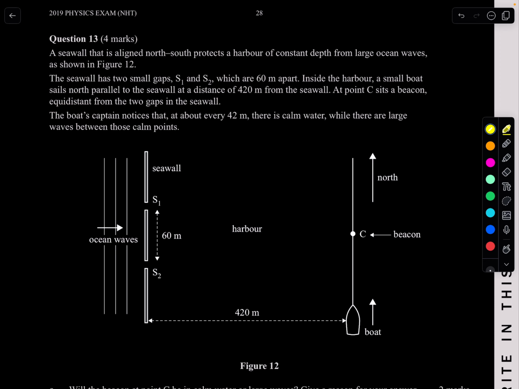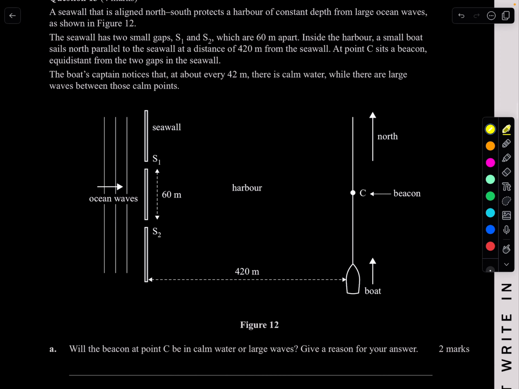Question 13. A seawall that is aligned north and south protects a harbor of constant depth from large ocean waves, as shown in figure 11. The seawall has two gaps, S1 and S2, which are 60 centimeters apart. Inside the harbor, a small boat sails north parallel to the seawall at a distance of 420 meters from the seawall. At point C sits a beacon equidistant from the two gaps in the seawall.